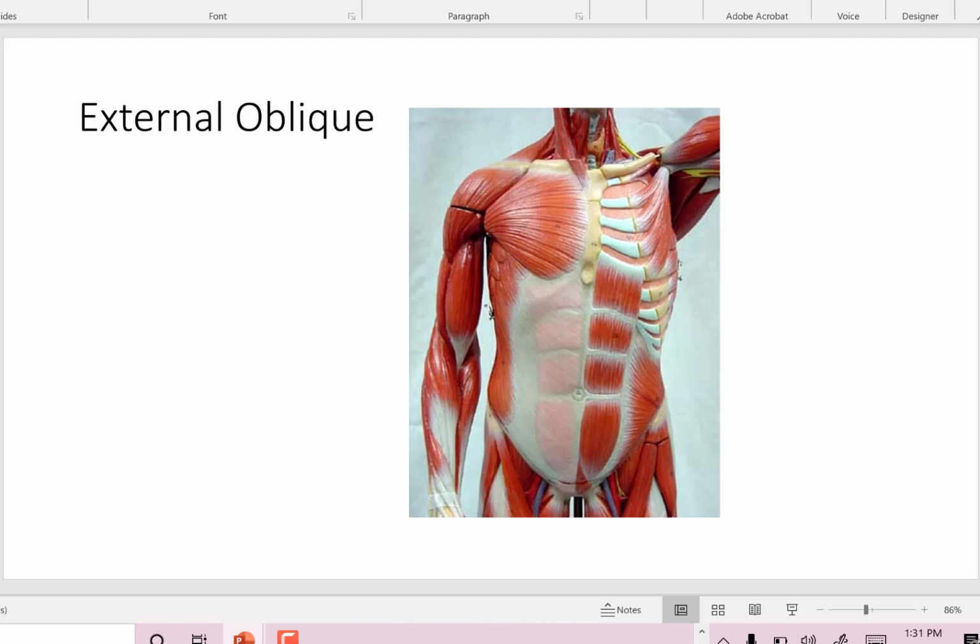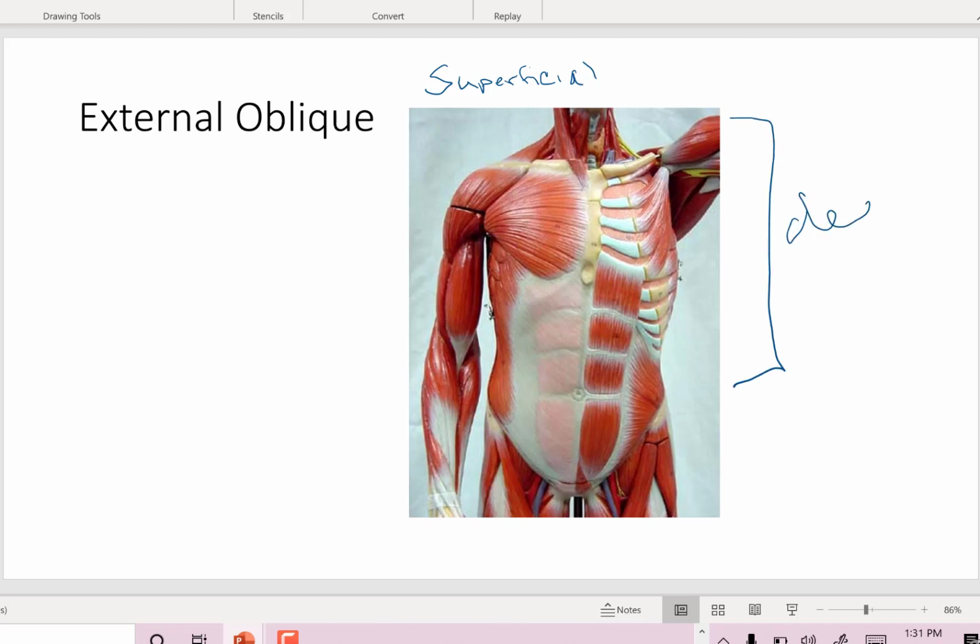Again, with this torso model, superficial muscles are on the left side and deep muscles are on the right side of your screen.